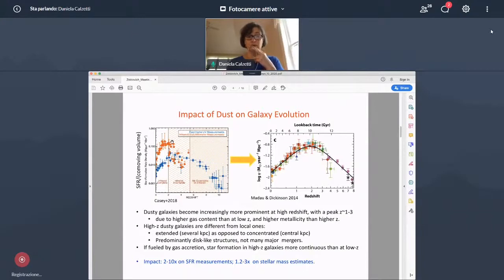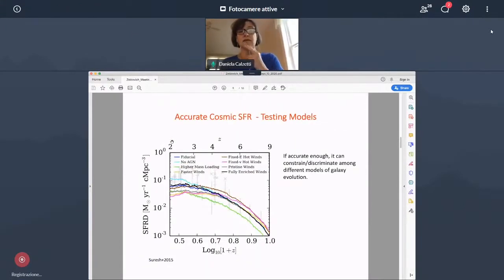errors of a factor between 2 and 10 on star formation rates when you measure them from observations, and between 20% and a factor 3 on stellar mass estimates. Why do we need accurate cosmic star formation rates? Well, first of all, none of us would think that an uncertainty of a factor 2 to 10 is acceptable.